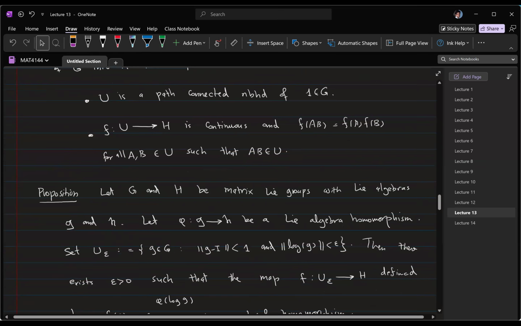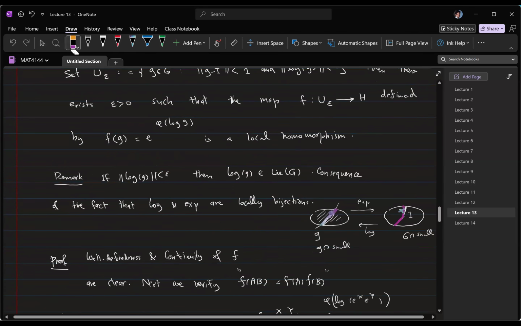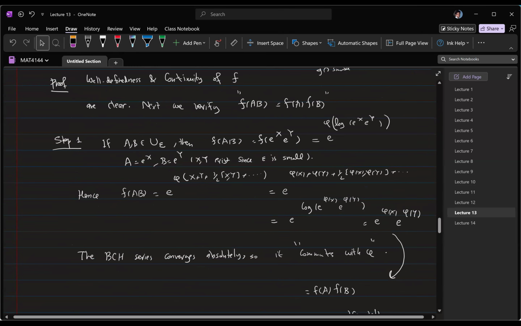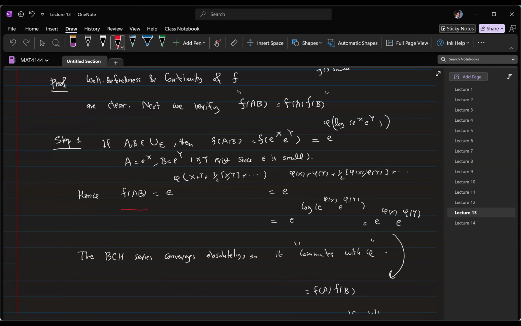The idea was basically to use this power series to verify by some trick that F of AB equals F of A times F of B, using the fact that this power series is valid, it converges in some small neighborhood of the 0 element in the Lie algebra. The argument would not be valid for general X and Y because the convergence would be an issue.